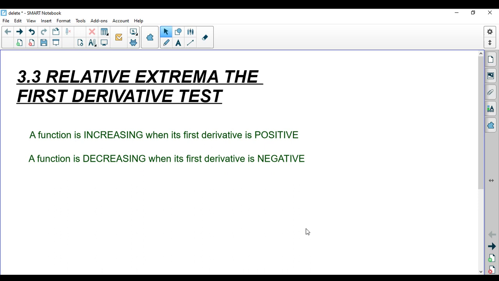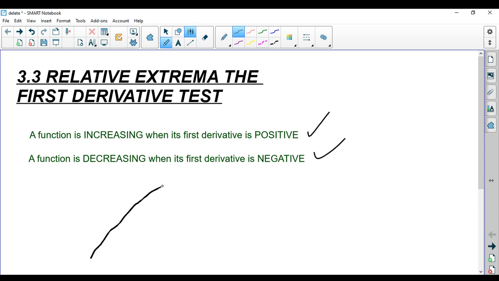So these two statements below should be pretty obvious. A function's increasing if the first derivative is positive. And then a function is decreasing if the first derivative is negative. What we're going to be mostly concerned with now is this point where it changes.